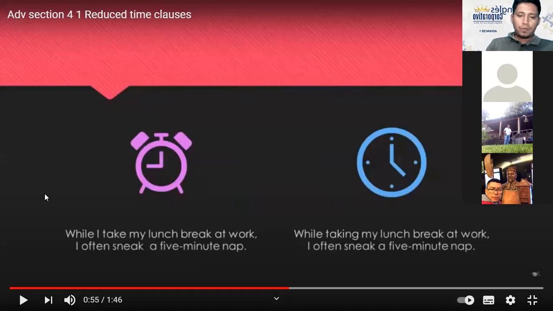While I take my lunch break at work, okay, I often sneak a 5-minute nap. And if we notice here, in the second one, we have produced the sentence like: while taking my lunch break at work, okay, we are just omitting the subject. That's what this exercise is about, omitting, or in this case, reducing the sentences.